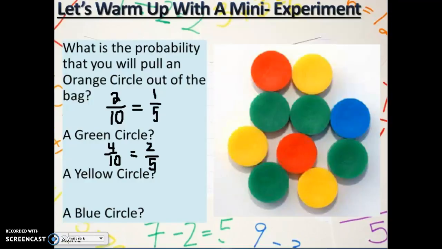Take a moment and answer, what's the probability of pulling a yellow circle? We still have a total of 10, and now we have 3 yellow circles. We can't simplify this fraction, so our probability is just 3 out of 10. And finally, answer, what is the probability of pulling a blue circle? We can see that we only have 1 blue circle out of the 10 circles possible, so our probability here would be 1 out of 10.